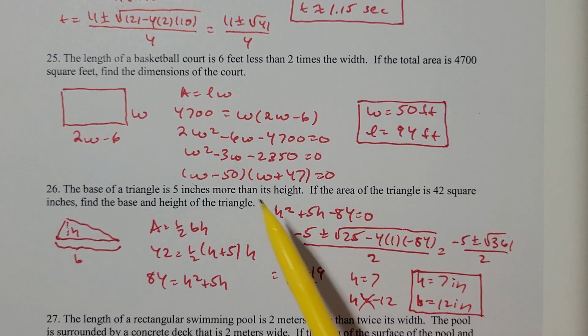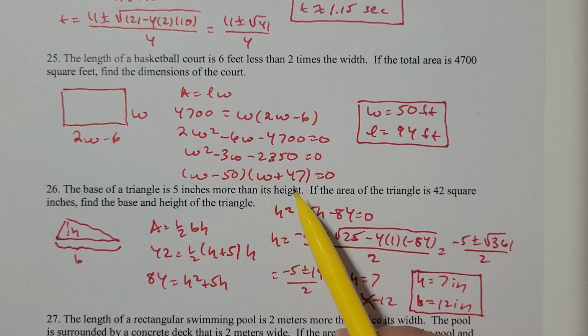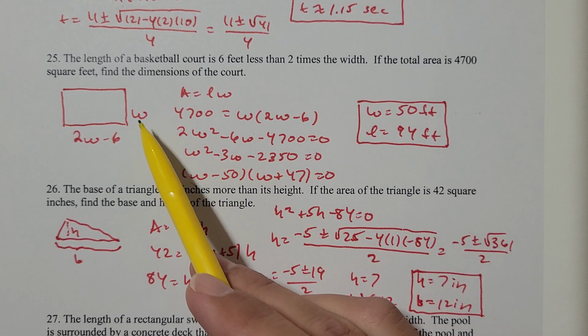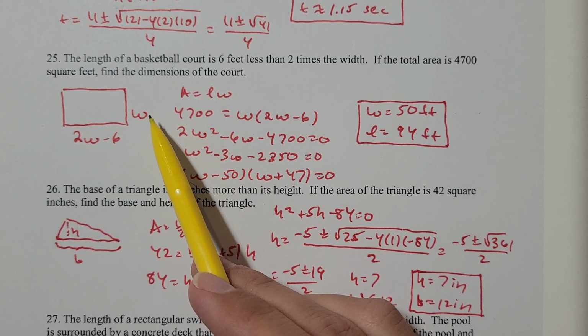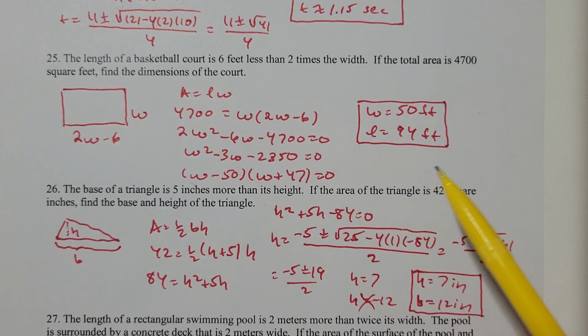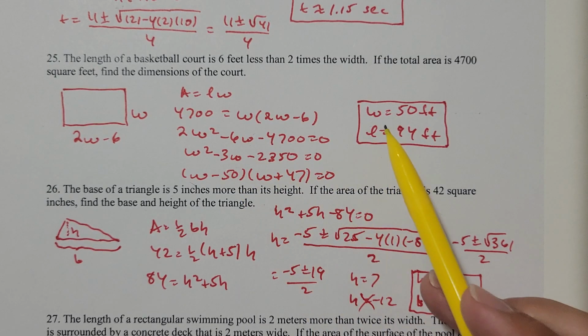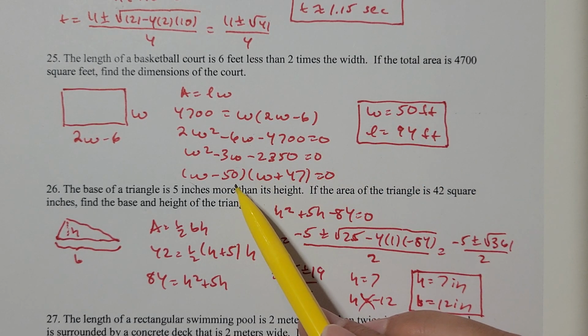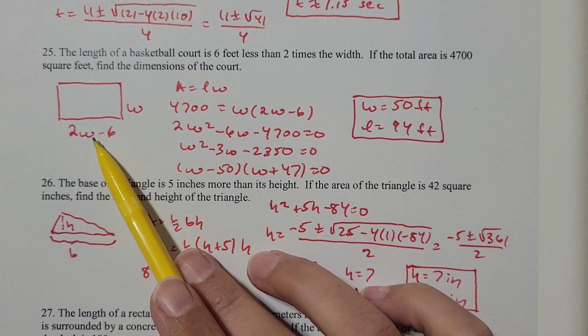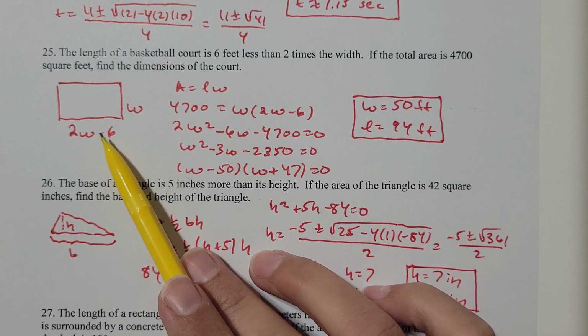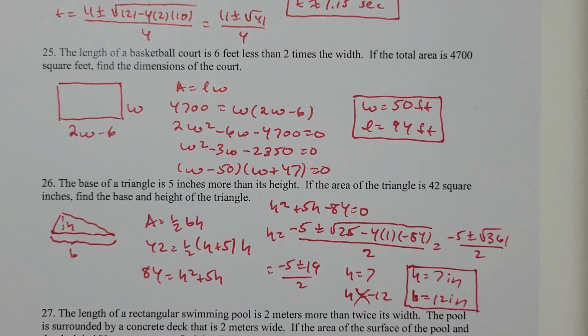Here's the factors there. w minus 50 equals 0 means that w is 50. w plus 47 equals 0 means that w is negative 47. w is the width of the court. That can't be a negative. That doesn't make any sense for what we have there. So I would throw away the negative 47. So the width of the court is going to be 50 feet. And the length of the court would be, w is 50, so 2 times 50 is 100, minus 6 is 94 feet.